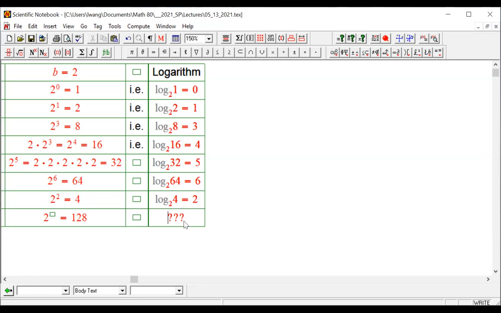Last but not least. 2 raised to the power of something equals 128. On the other side, we want you to express it in logarithm. So what would that be? This blank.